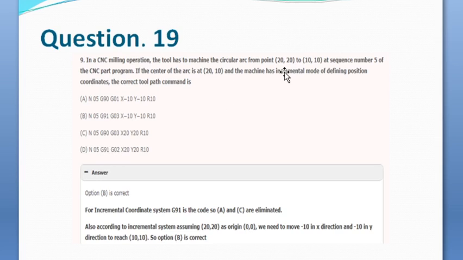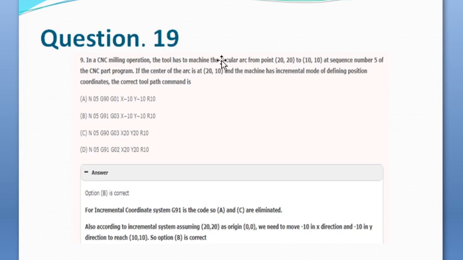The starting point of the arc is 20,20 and the end point is 10,10. For the direction of the arc, we need to move minus 10 units in the x direction and minus 10 units in the y direction. Therefore, it reaches 10,10. Therefore, it is a counter clockwise direction arc. So, the code used for circular interpolation here is G03. Therefore, option B is correct.